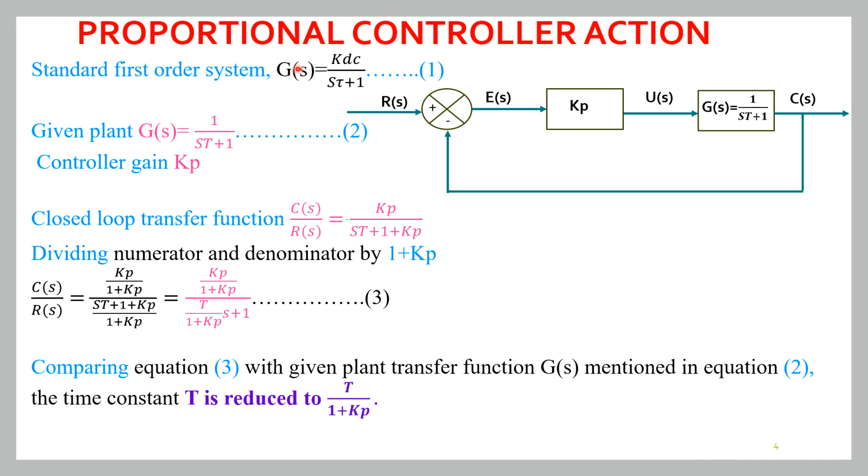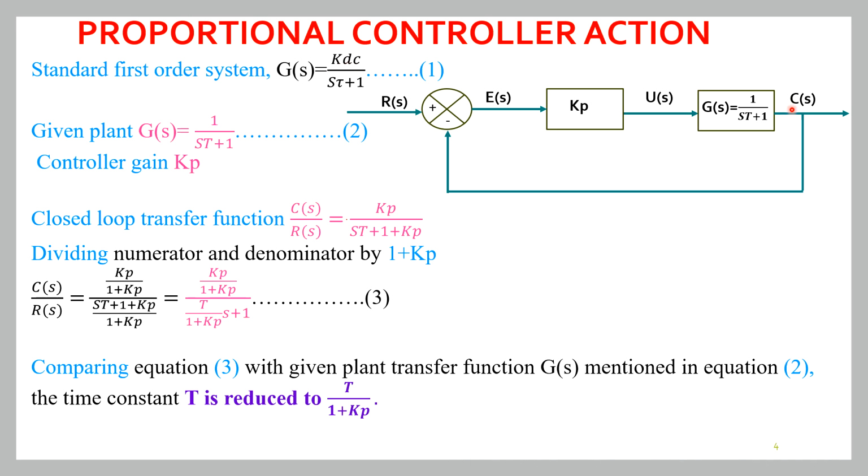Let us discuss about a proportional controller with respect to the basic first order transfer function. Let us take G of s is equal to K dc divided by s tau plus 1, where tau represents time constant of first order system, K into dc represents the dc gain. It means when you substitute s as 0, the dc gain K into dc will be available, which is nothing but my final value, what we had discussed in the earlier videos.